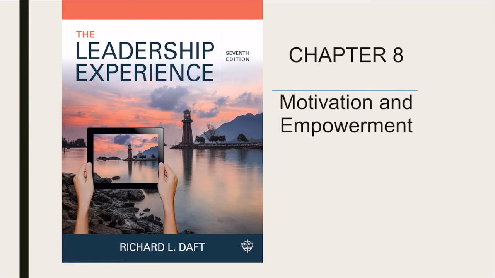Now today we're going to take a look at a few other examples of motivational theories. We're going to take a look at Herzberg's two-factor theory. We're going to take a look also at McClelland's acquired needs theory, and we're also going to take a look at Vroom's expectancy theory. So let's go ahead and get started.